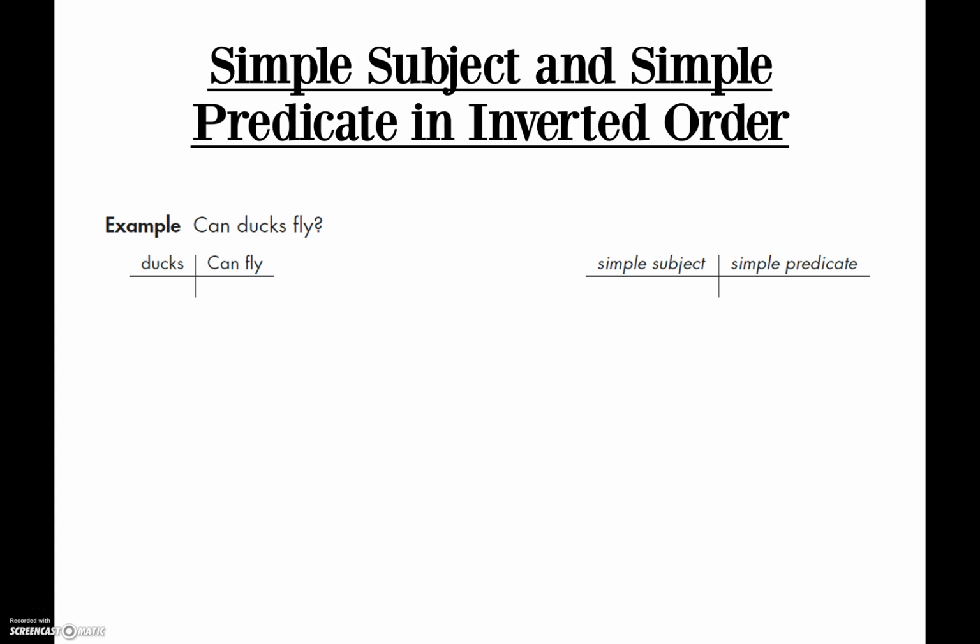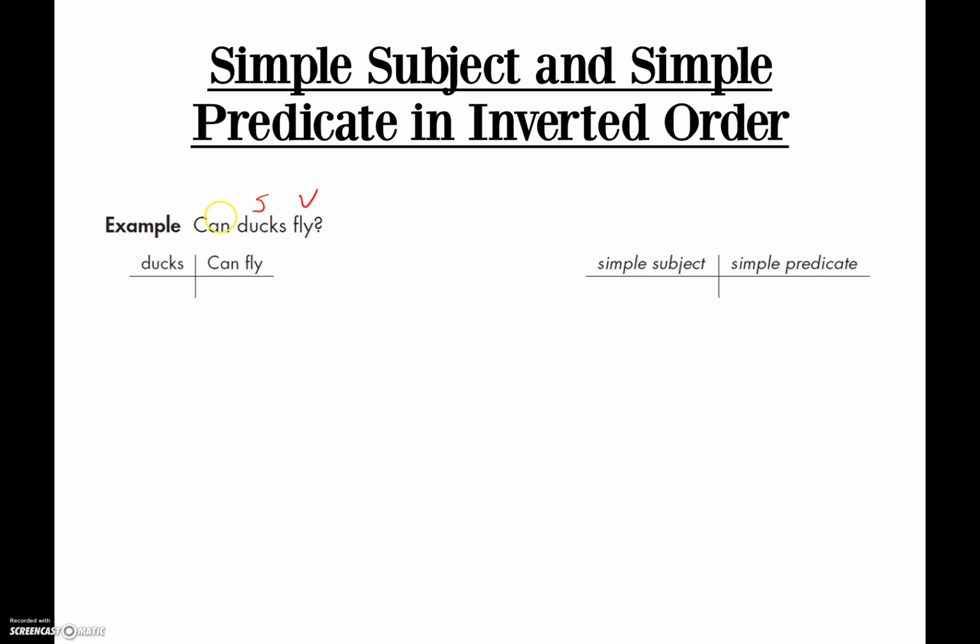A sentence phrased as a question is diagrammed the same as a statement. So you're going to position the subject and the predicate on the left and right sides respectively, just as we've been working with. You are also going to keep the capitalization the same as the original and omit punctuation. So, can ducks fly? Fly is our verb. Ducks are the ones doing the flying.